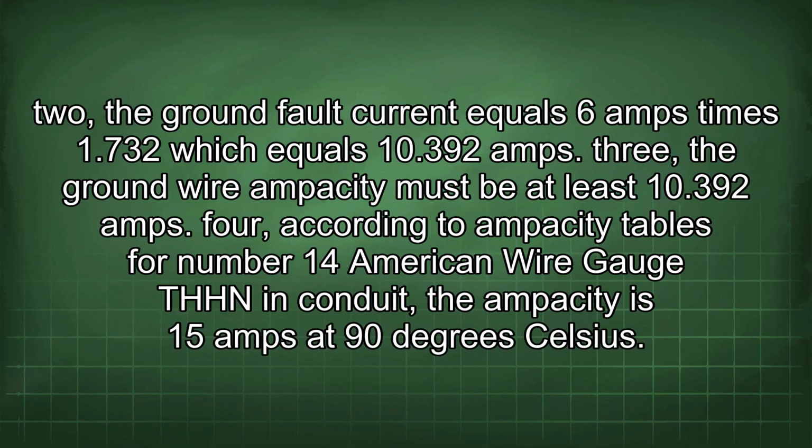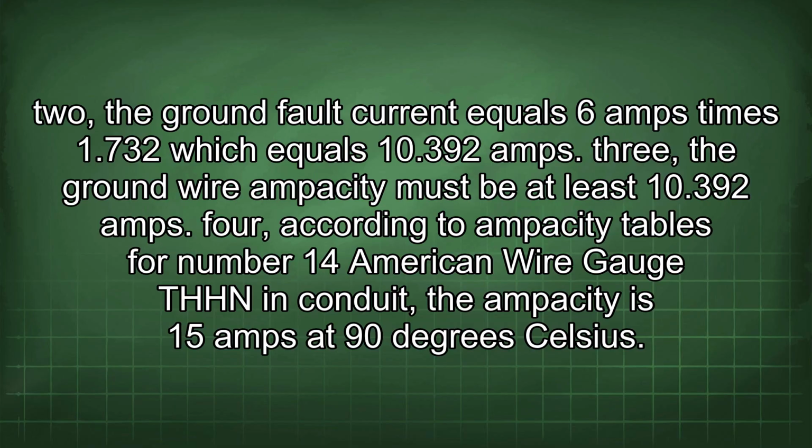2. The ground fault current equals 6 amps times 1.732, which equals 10.392 amps. 3. The ground wire ampacity must be at least 10.392 amps.